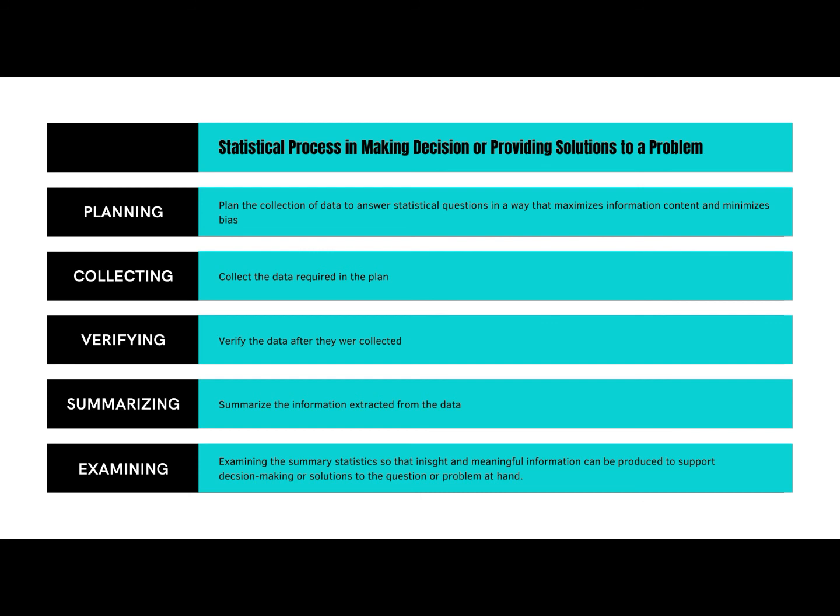So again, the statistical process in making decision or providing solutions to a problem involves planning, collecting, verifying, summarizing, and examining. If the problem doesn't need these five, then we cannot say that the problem needs a statistical process.